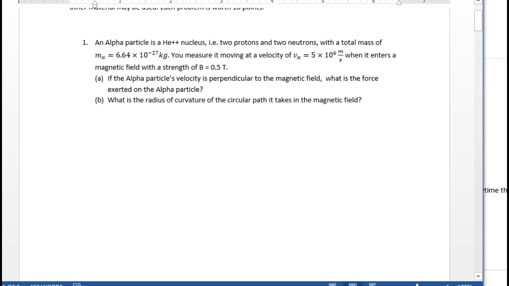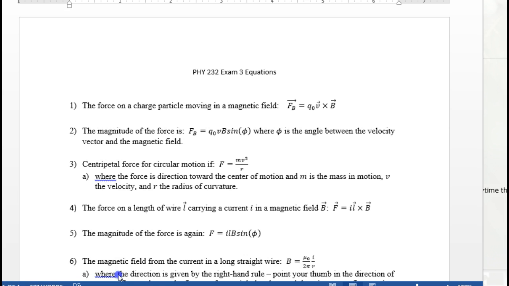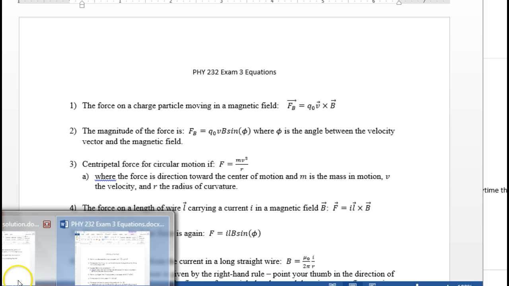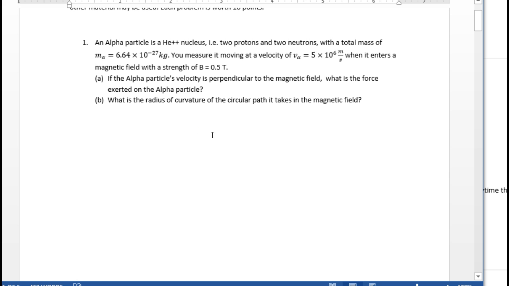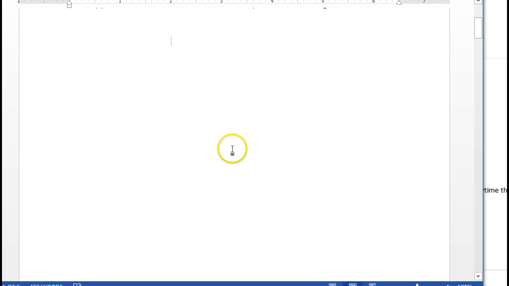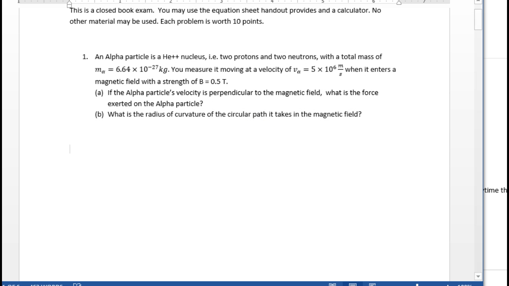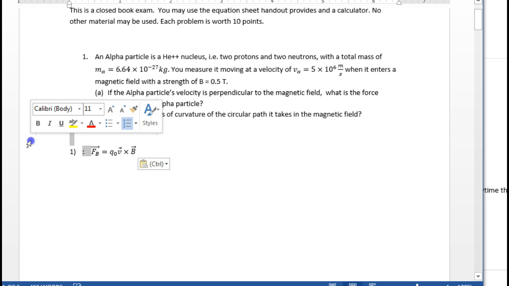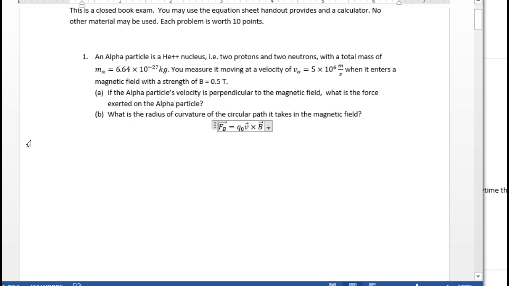Well, the force is pretty quick to get. We just grab our equation, right? QV cross B. All right. So QV cross B. Well, Q is what for this?